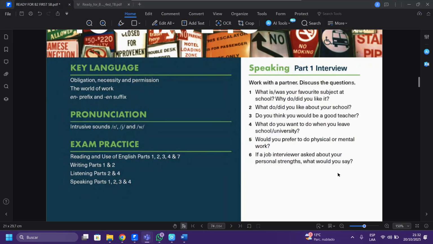I think that the most beautiful thing about learning English is the possibility of knowing the rest of the world without moving from one place to another, just studying in a book, and you have the opportunity to know other places without moving anywhere.